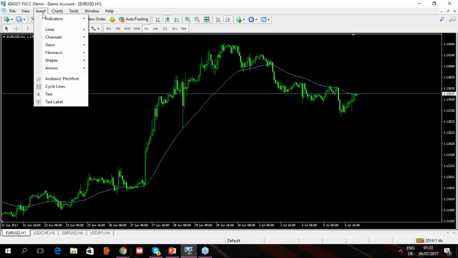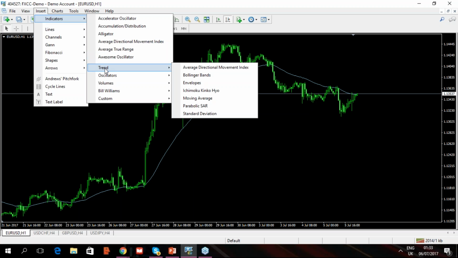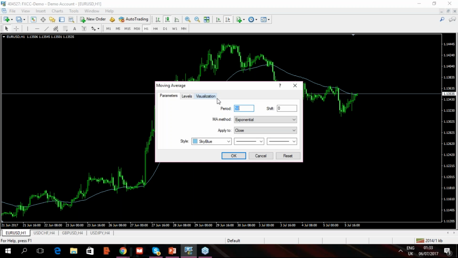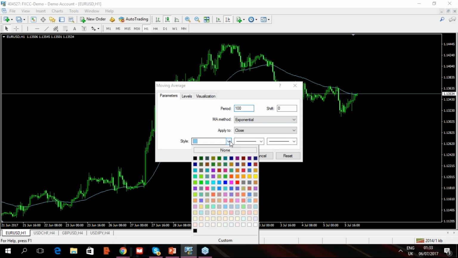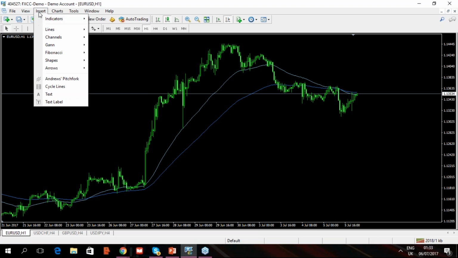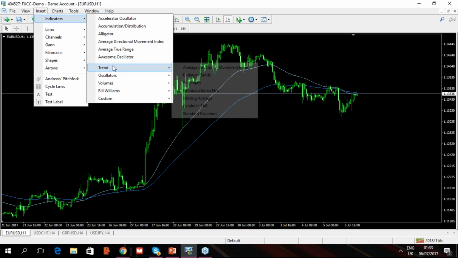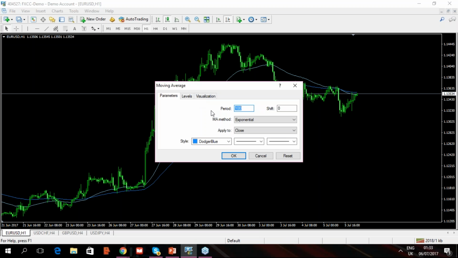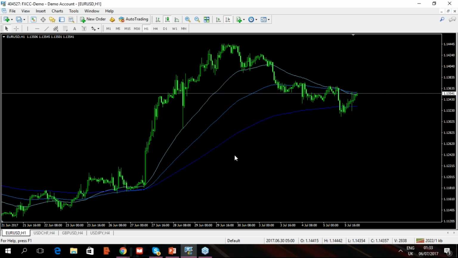Okay, that's it. So we go into the insert and go into indicators once more. I'll repeat the whole process so you get an idea of how you apply them, and you change the period like I've mentioned to 100 this time, okay, and leave exponential and close again, and perhaps a little darker color, and you've got the 100 right there. Okay, and the last one would be the same process, trend right there, moving average, change that period to 200, and the darkest color there, and you leave that exponential and close, and you've got these three lines applied onto your chart, onto your MT4 FXCC platform.